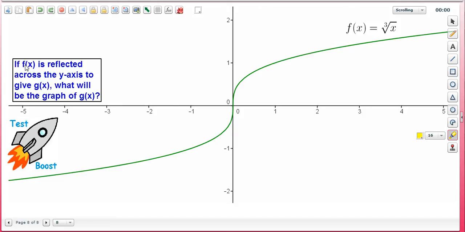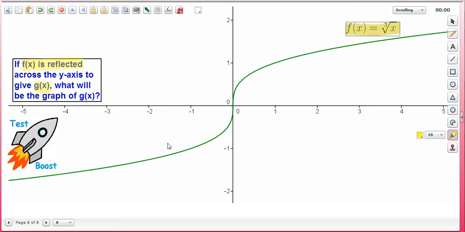Okay, if f of x is reflected across the y-axis to give g of x, what will the graph of g of x look like? Now, the graph of the function f of x, which is the cube root of x, is shown here in green.